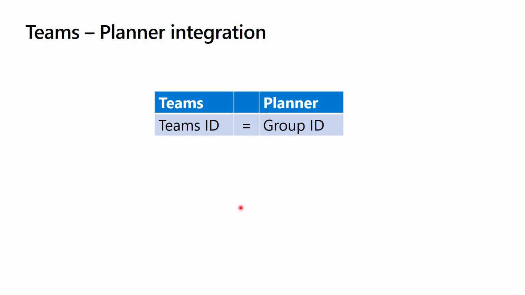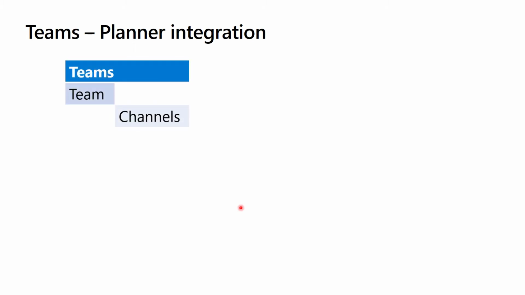I think the biggest challenge was to achieve behind the scenes the integration between Teams and Planner, because they have different levels and also different naming. What is called a team in Teams is a group in Planner. It was quite complex to match the different structures.